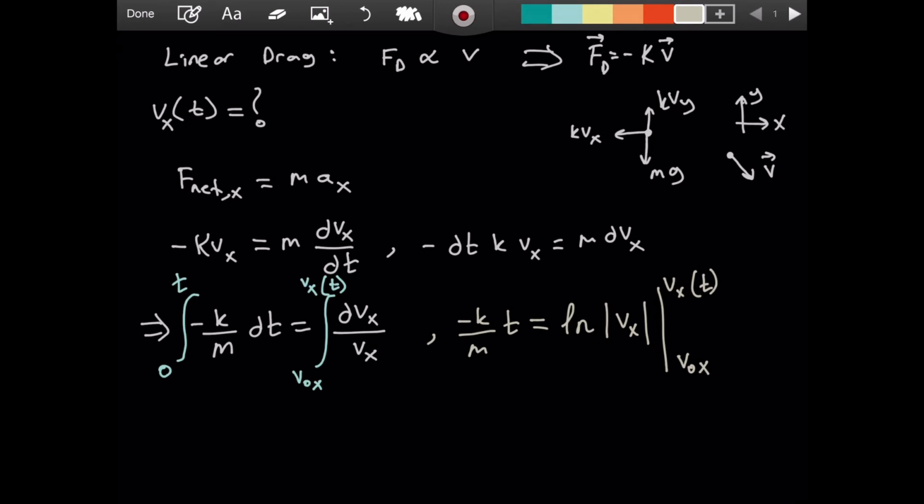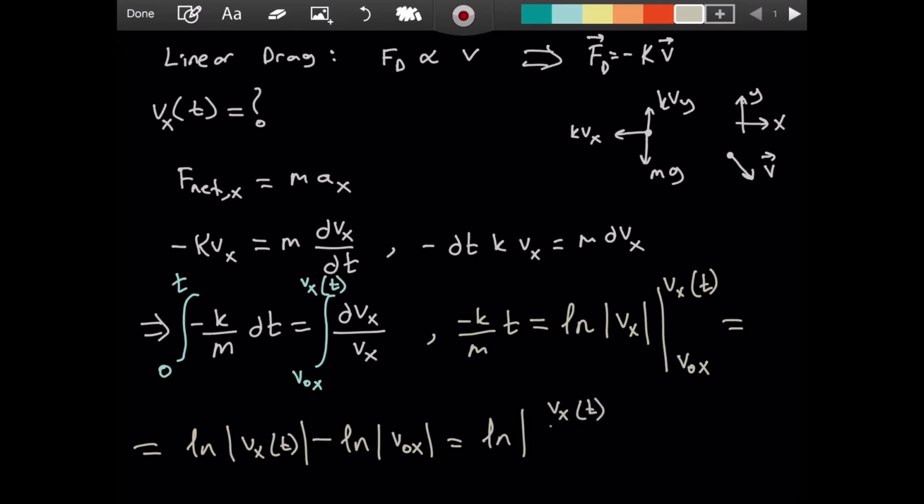So, if we plug these in, we will have ln absolute value vx of t minus ln the absolute value of v0 x. Using a property of logarithms, this is ln of the absolute value of vx of t divided by v0 x.